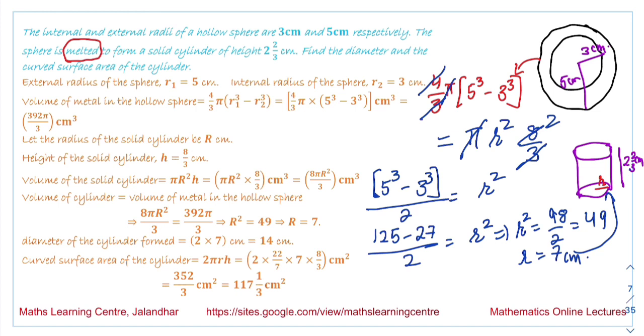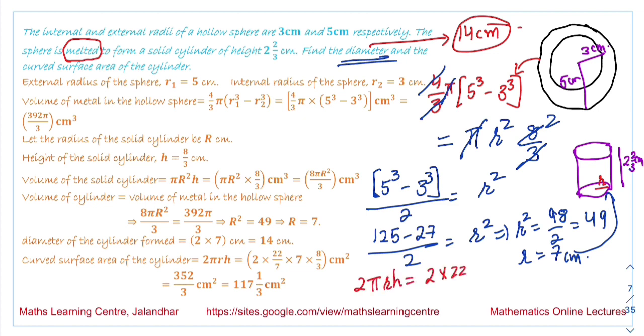The next thing we have to calculate is the diameter. So the diameter we will have is double of the radius, so that will be equal to 14 centimeter. And the curved surface area of the cylinder, the formula for the curved surface area of the cylinder is 2 pi rh, and the value we get is 2 into 22 by 7 into 7 into 8 by 3. On solving this, the 7 and 7 get cancelled, and on multiplying these values, we will get 352 by 3, that is equal to 117 whole 1 by 3 centimeter square.